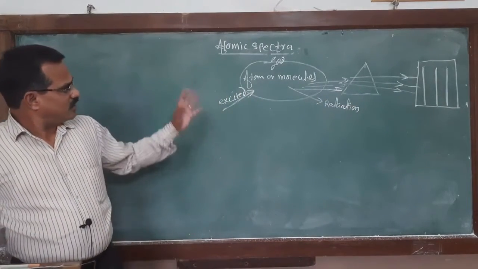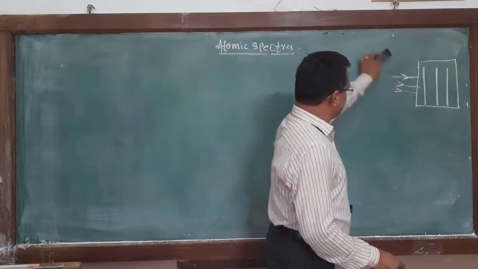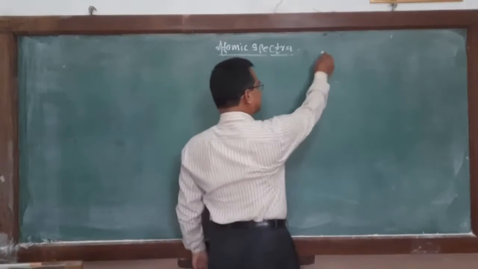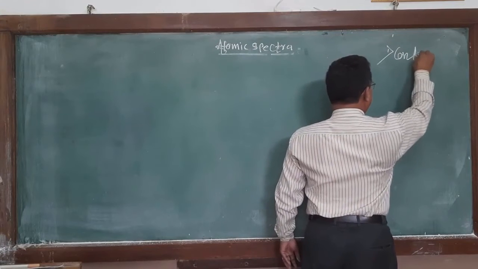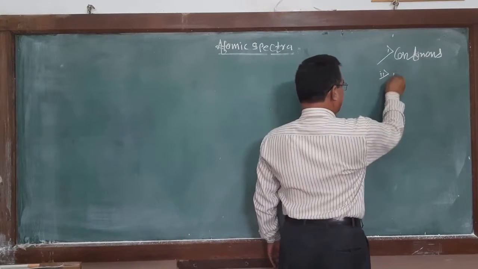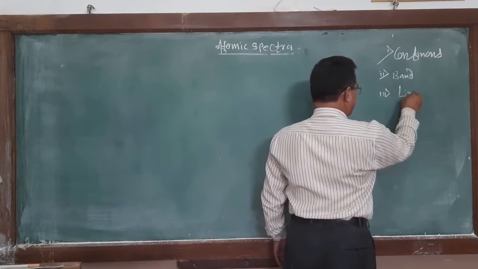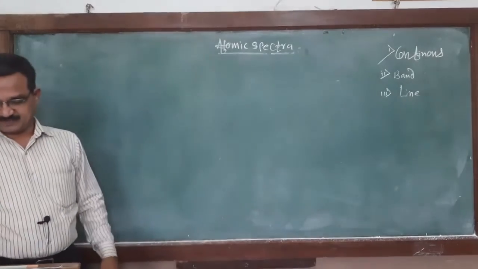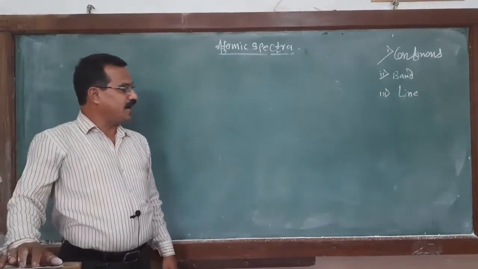The next point, what about the different types of spectra? Basically, there are three types of spectrum. The first one, continuous spectrum. Second one, band spectrum. And third one, line spectrum. These are the three general types of atomic spectra: continuous, band and line spectra.